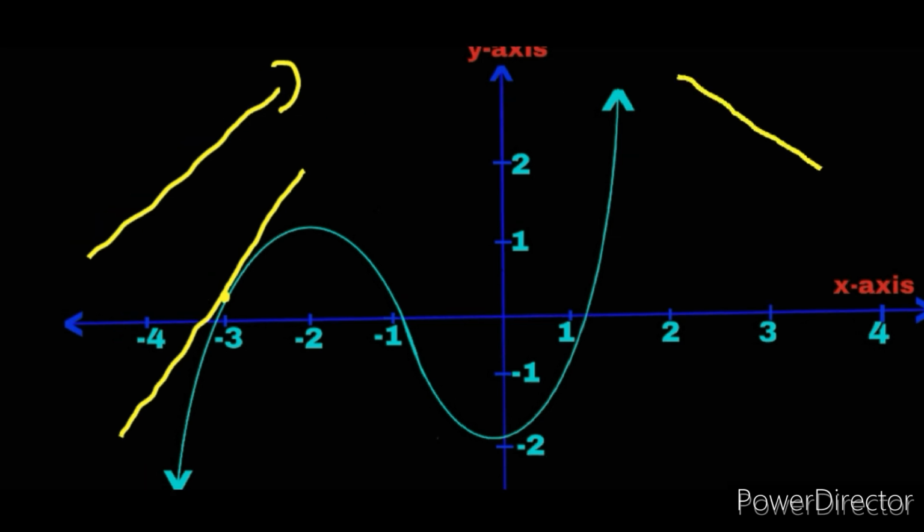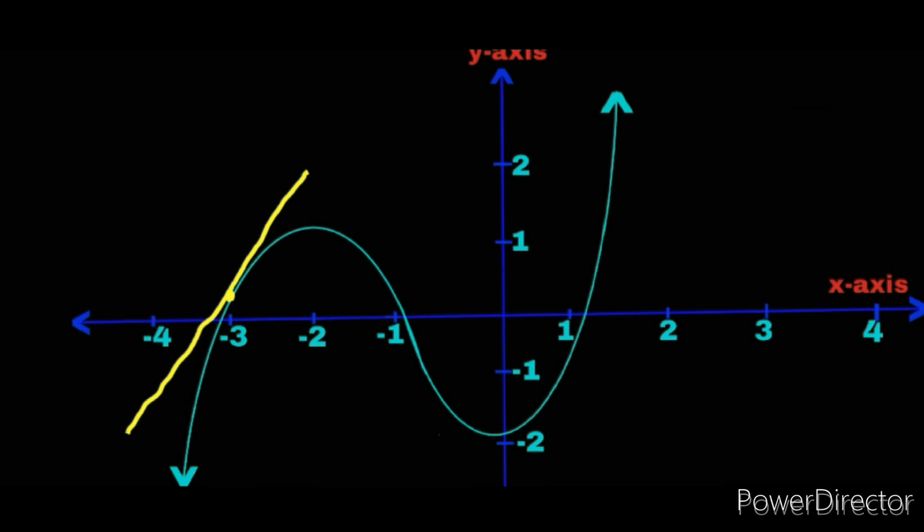But if the graph is decreasing from left to right, then it has a negative gradient. If the graph is increasing from left to right, it will have a positive gradient. So in this case, the gradient can be m is equal to 5, because it's a positive gradient. I just took any value, so let's assume the gradient is positive 5.